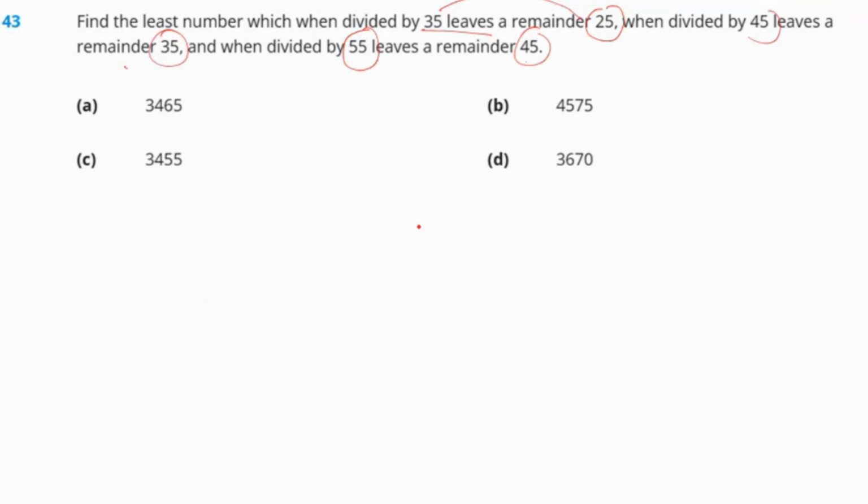So in that case, first we need to figure out the LCM of 35, 45 and 55. Okay, we need to figure out the LCM of that. And when we figure out the LCM, we need to subtract 10 from this. After doing the entire thing, the LCM we are going to get is 3465. Okay, and from that, if we subtract 10, we will be getting 3455. So option C is going to be the correct answer.